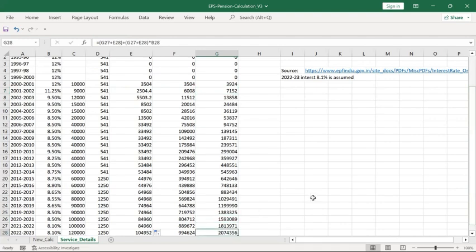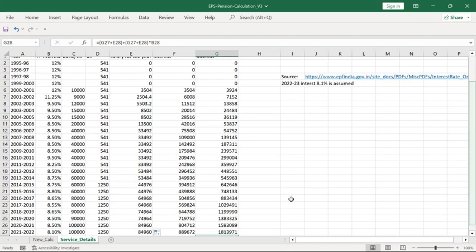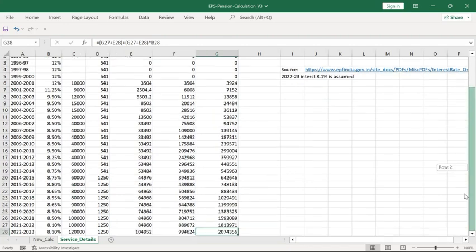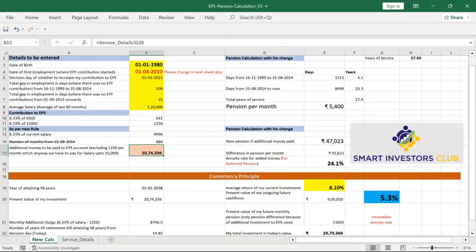So this gives me a figure of 20,74,356, if I started my job in 2000 or 2001 with this being my basic. Now this same figure, whatever this final figure is, is being taken here for the new calculations.